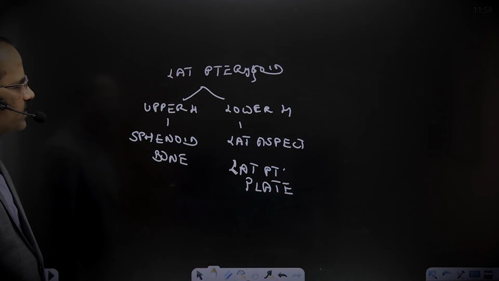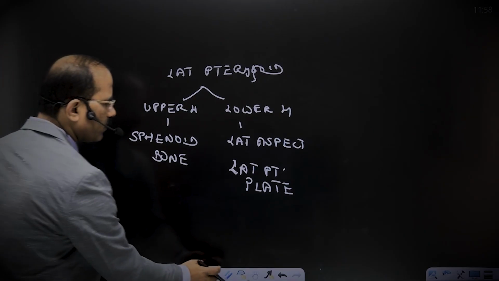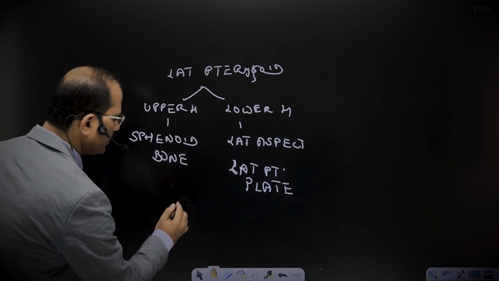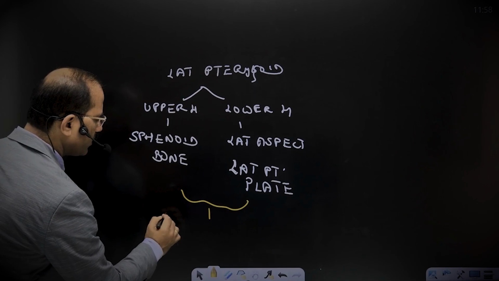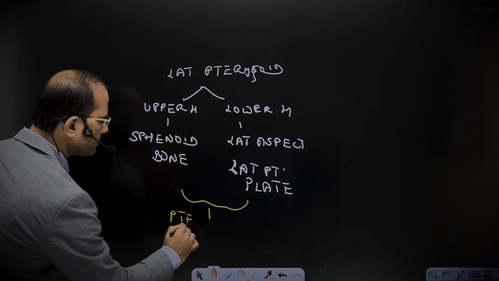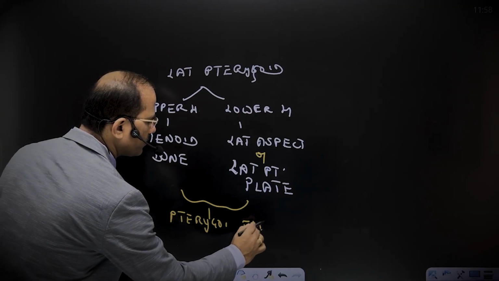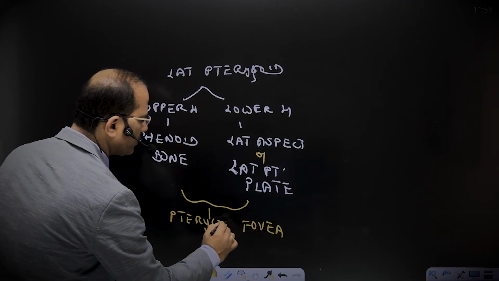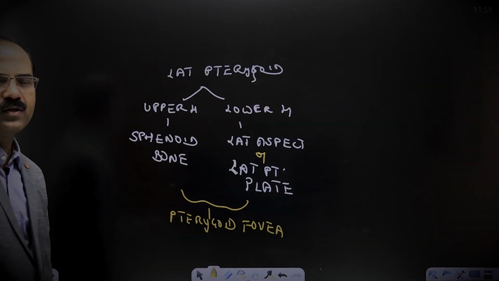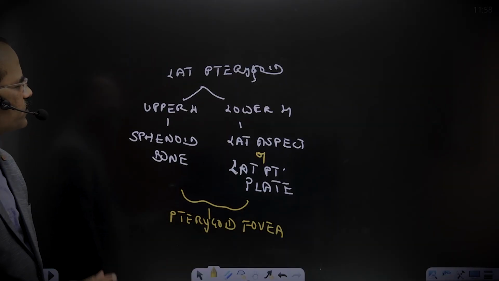Clear? Where are these two heads inserted? These two heads come together and are inserted on the pterygoid fovea. And where is the pterygoid fovea? It is on the neck of the mandible.